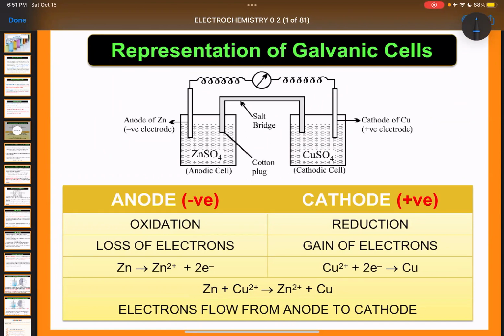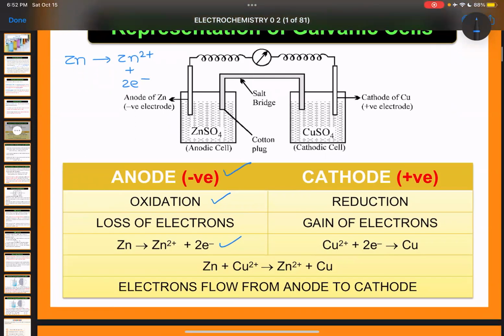Anode: zinc has more tendency to lose electrons. So zinc is more electropositive, it loses electrons, and that's why it is kept as the anode. The anode is the electrode where oxidation is happening, electrons are being released, and that's why it is negative. It is kept on the left hand side. Electrons flow from anode to cathode, and this is the overall cell reaction.